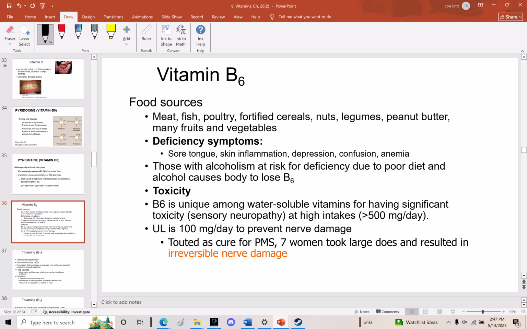So again, something interesting about B6, if you take too much, there is a UL set. That's how we figure out sometimes things are toxic, is because people just decide to take huge doses of something, and they are guinea pigs in and of themselves, and we learn from that. So we learn a lot of that by trial and error.